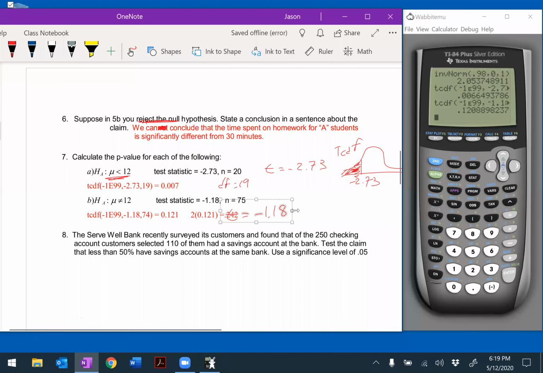Oh, they're looking for the p-value. So the p-value, in this case, because it's not equal to, we have to actually double it. Let me show you why we have to double it. Why it's times 2. Because it's not one-sided, it's double-sided.